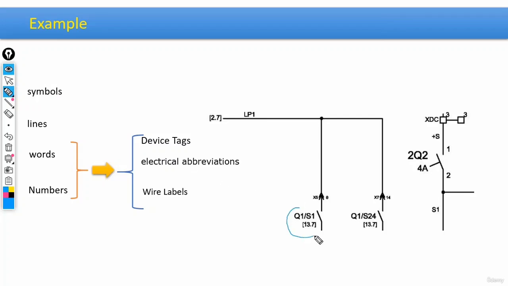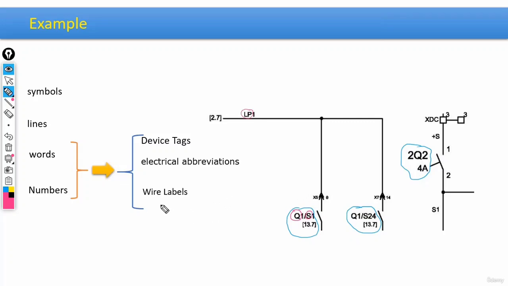Now, we can mark these as an example for device tags. Okay. And after that, let's see what kind of electrical abbreviations we have. Like in this tag that we got here, the letter Q or the letter S, which stand as an abbreviation. What else? Up here we have LP. And yeah, basically that would be it.